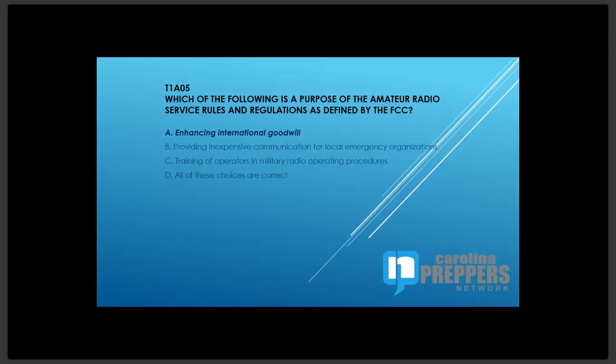Providing inexpensive communication for local emergency organizations. I mean, that could be true, but it's not the sole purpose of amateur radio service, because that would imply that we get into this hobby solely for emergency communications. HF is high frequency radio. We'll get into a little bit of the privileges that a technician has on HF, but primarily you're going to see HF privileges in the general class license.